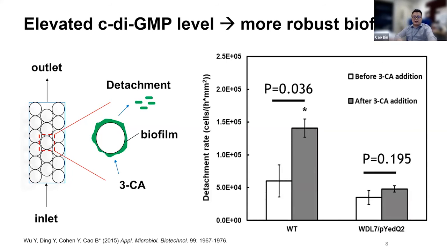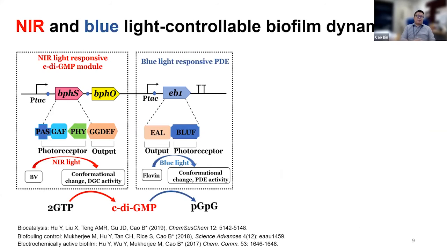And along this line, we actually designed biofilms that are able to be controlled by using light. So in this specific design, we have the light responsive DGC and light responsive PDE. So when we have the biofilms exposed to near infrared light, c-di-GMP will be synthesized and the concentration will be increased. When we have the blue light, c-di-GMP level will be reduced.